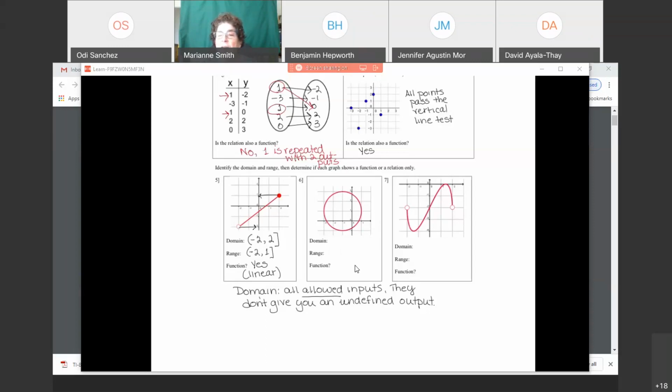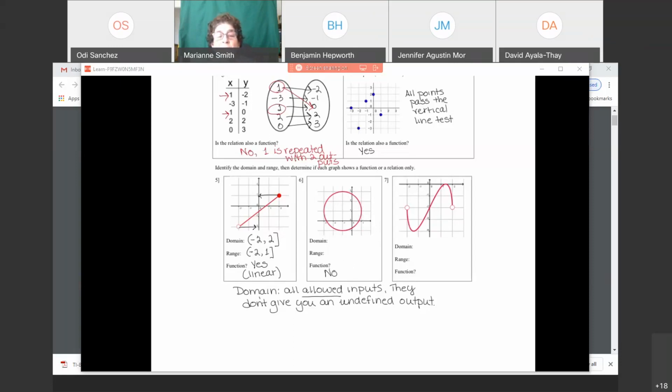Jasmine saying no. Anybody agree? Julieta says no. Tuyen, Ethan, Graciela, good for you. All right, this one fails the vertical line test in spades, right? As a matter of fact, there's really only 2 points where it passes, right here and right here. Everywhere else, this graph fails the vertical line test. Okay, so not a function, no.